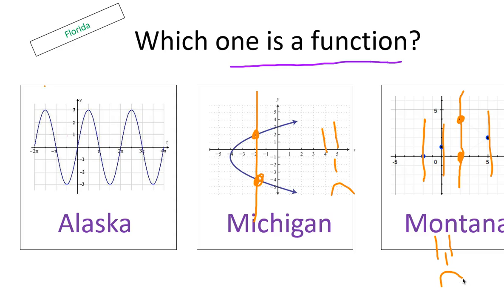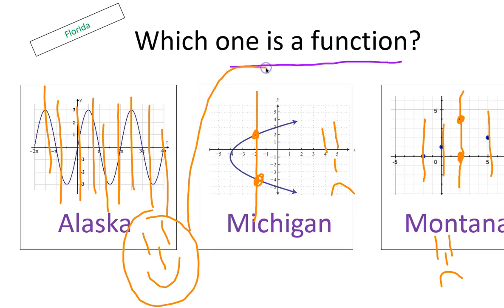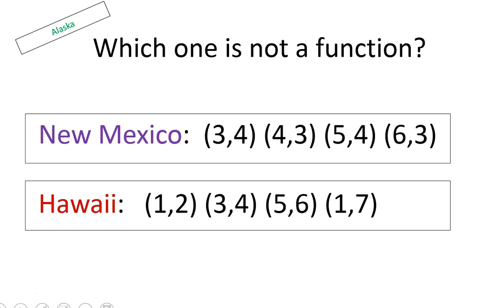But when I get to Alaska, 1, 1, 1, 1, 1. Man, holy moly, every time I touch that map, it is touching only once. Therefore, Alaska is my function. Now we go to Alaska.